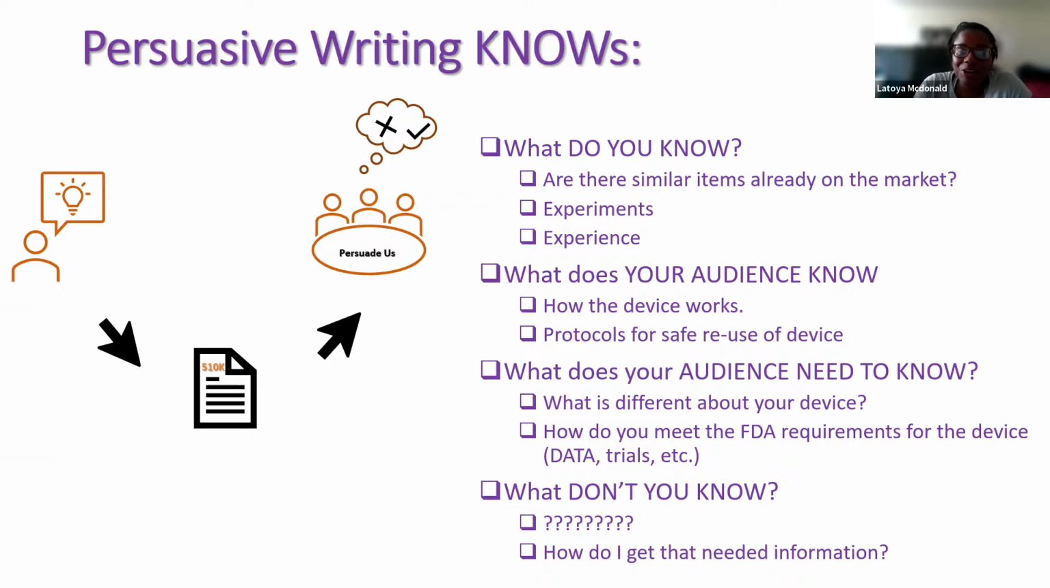Your experiments and your personal experience. And what does your audience know? Again, we're talking to professionals here in this scenario. So they already know that the device works, how the device works, and the protocols to reprocess. If we were talking to an audience that had no idea, then we would keep that in consideration when we're wording and using our language. And what does the audience need to know? In this specific scenario, they need to know what is different about the device that I'm producing.